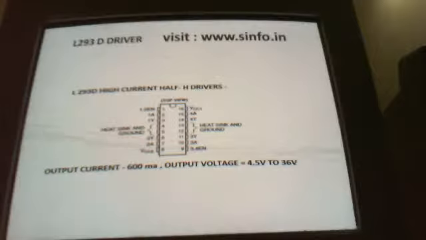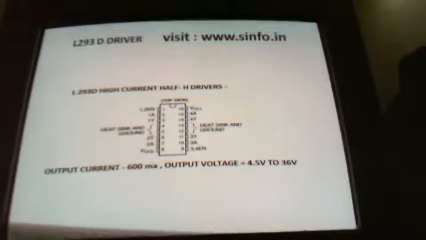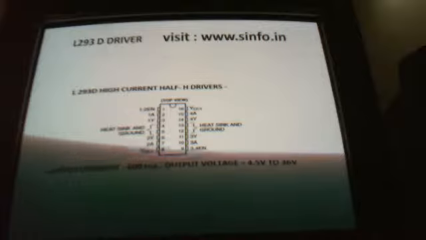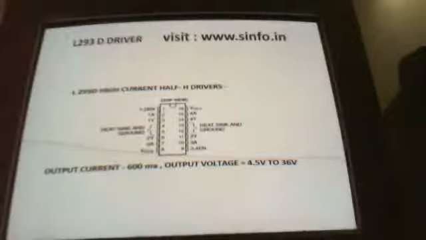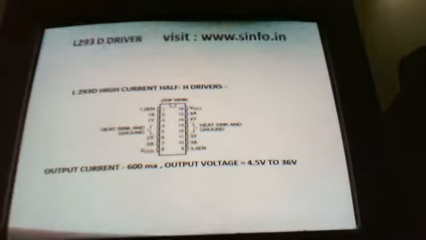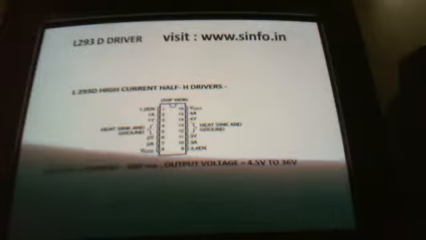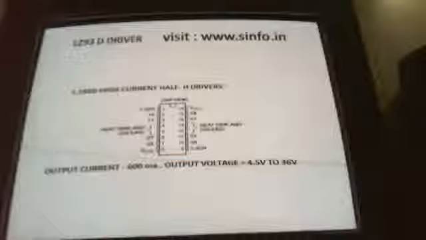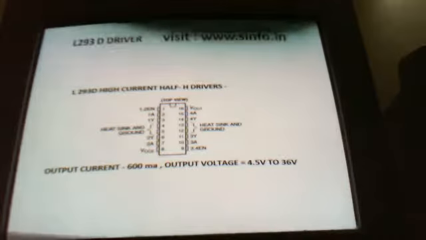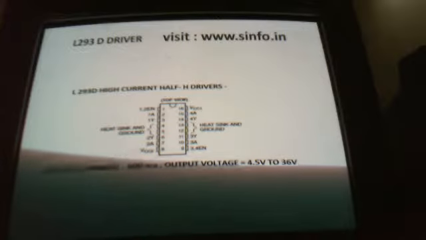For that you will have the input 1A, and whatever input you give at 1A, TTL input plus 5 volt, you will get the output at 1Y. Like that 2A, 2Y; 3A, 3Y; and 4A, 4Y. Ground is pins number 4 and 5, and 13 and 12. And pin number 8 is VCC2. Suppose you need output at 12 volt, you can just give a 12 volt DC power supply to pin number 8.